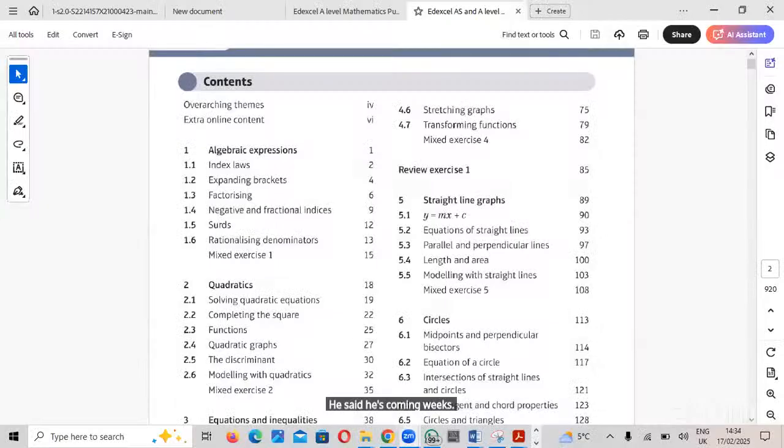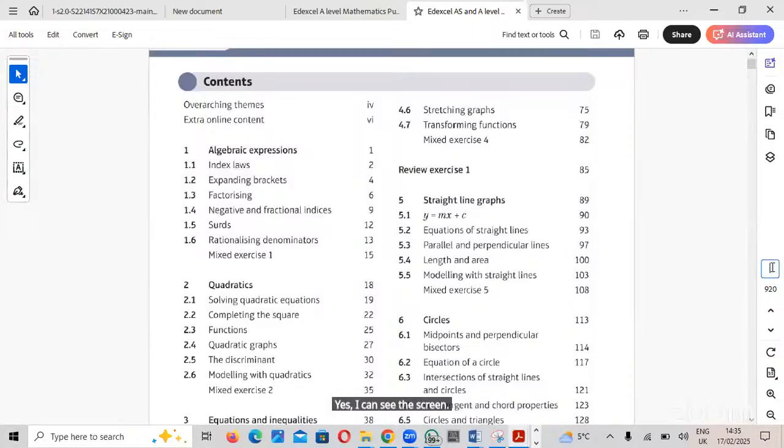Okay, can you all see my screen now? Yes, sir, we can see your screen. Yes, sir, I can see it. All right.